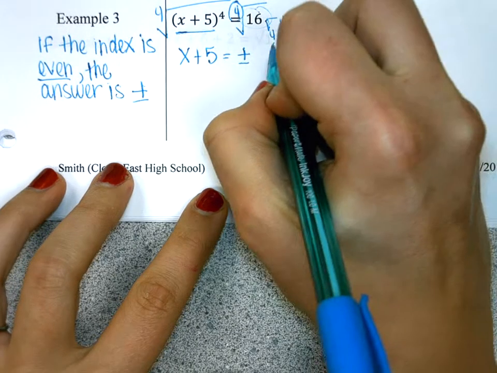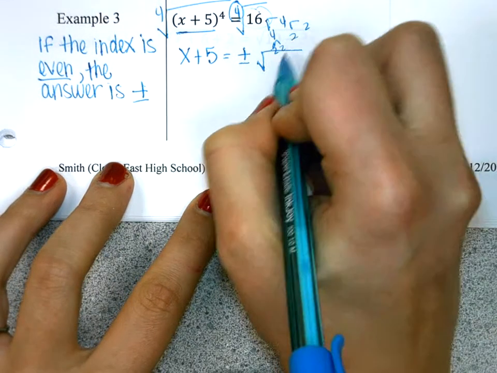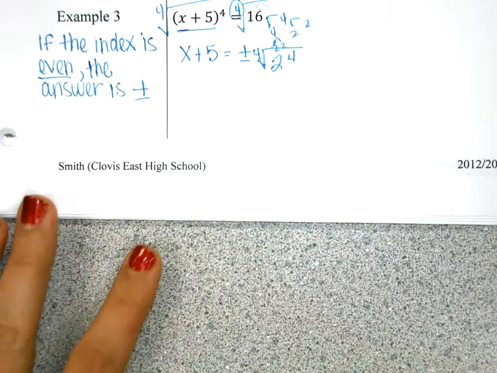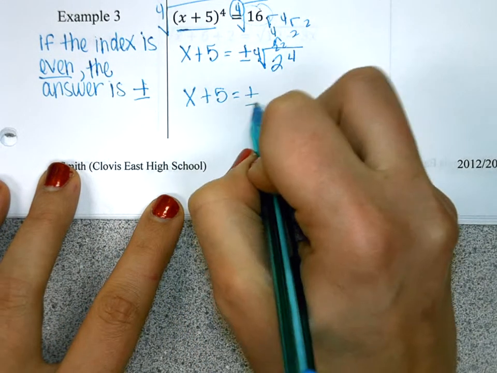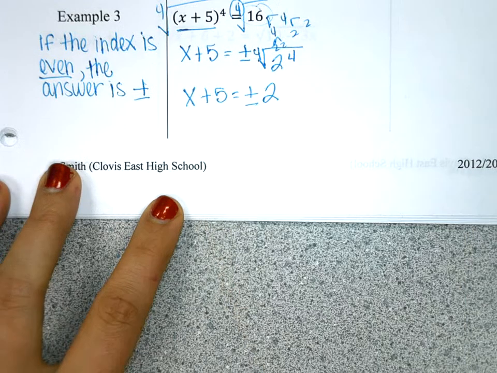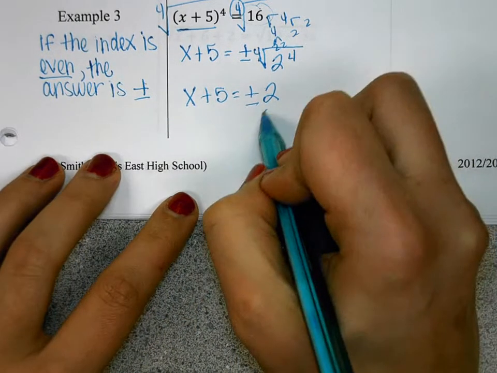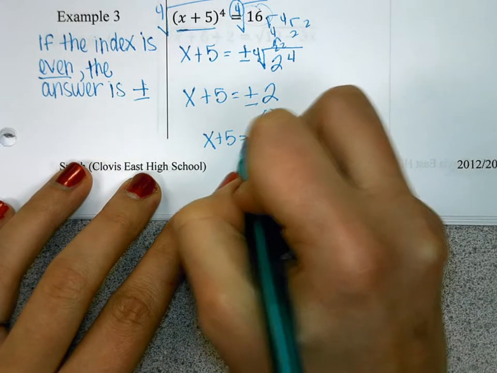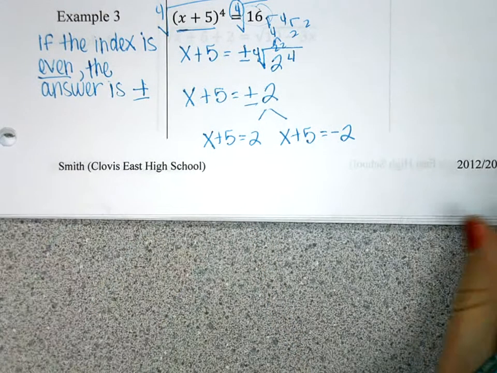So this is plus or minus the fourth root of 2 to the 4th power. So we get x plus 5 equals plus or minus 2. Now, I want to solve for x here, so let's break that up into 2 scenarios. I have x plus 5 equals 2, and x plus 5 equals negative 2.